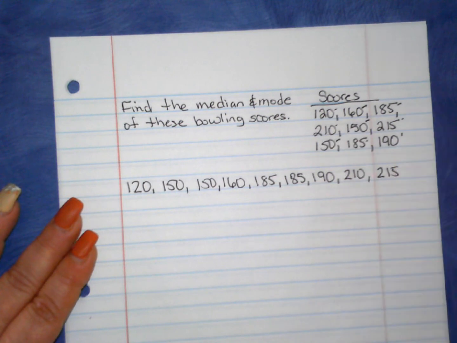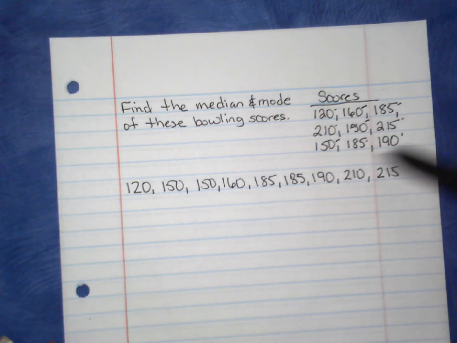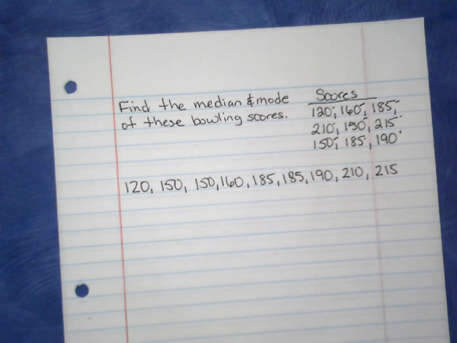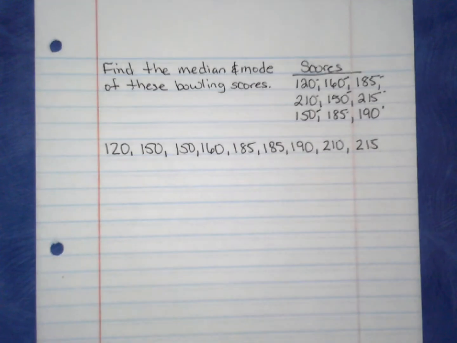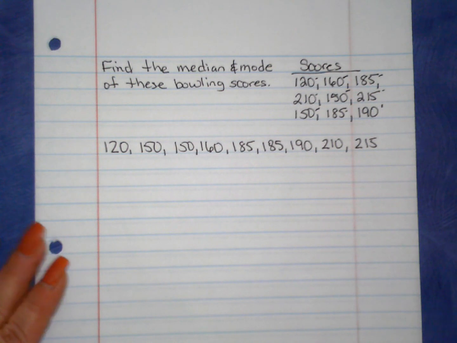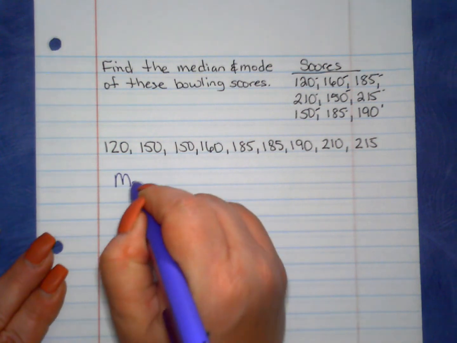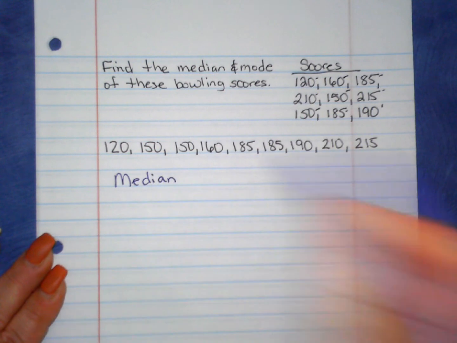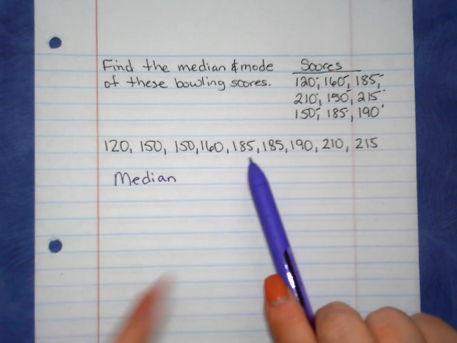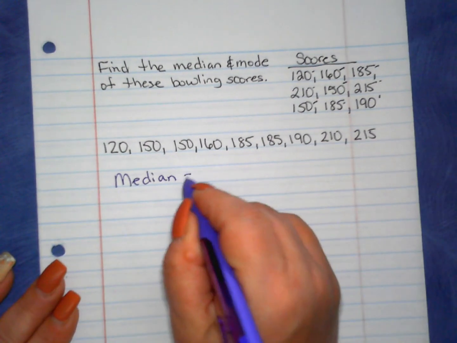So I've marked them all. I can see I have 1, 2, 3, 4, 5, 6, 7, 8, 9. Got my 9 numbers. Okay, so 9 numbers. That tells me I have an odd number of values. So I can go right to the middle and find my median. So my median, I go 1, 2, 3, 4. My median equals 185.